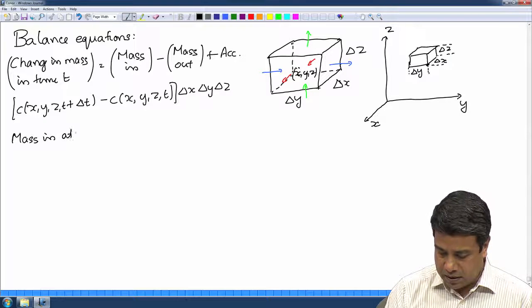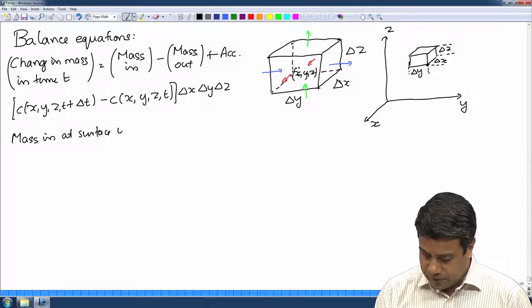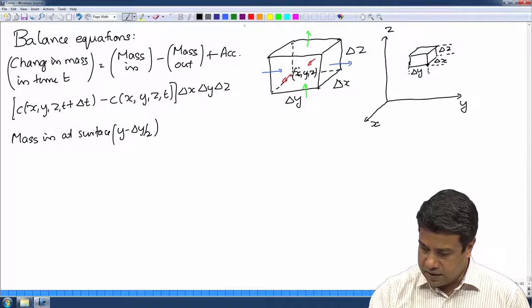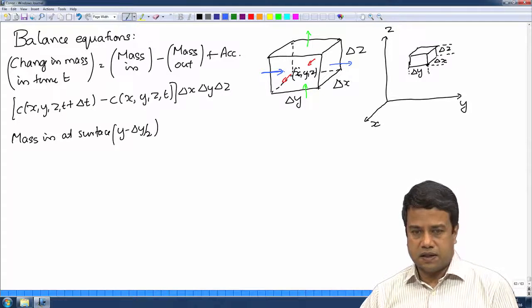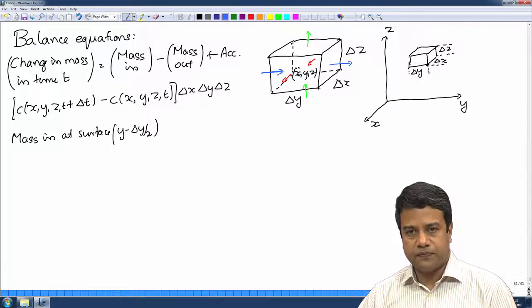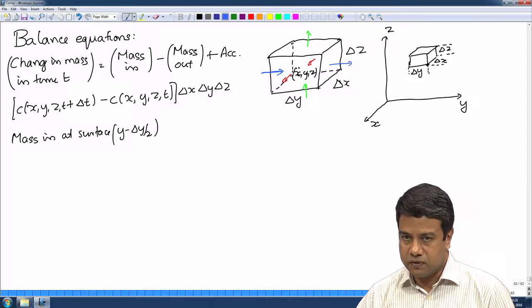in at surface y minus delta y by 2. I will first take this left surface. The mass in at the surface y minus delta y by 2. Mass is coming in for 2 reasons. One is due to convection and the other is due to diffusion.